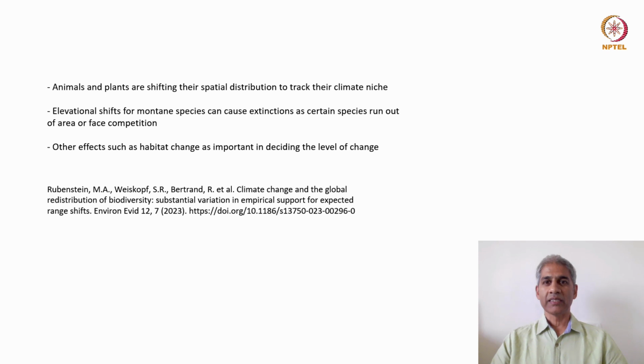So to summarize, plants and animals are shifting in their spatial distribution to track their climate niche. So basically, biodiversity is being reorganized on a global scale. And these shifts can cause local extinctions as species run out of space, or there could be other effects such as they could face competition causing a drop in population.